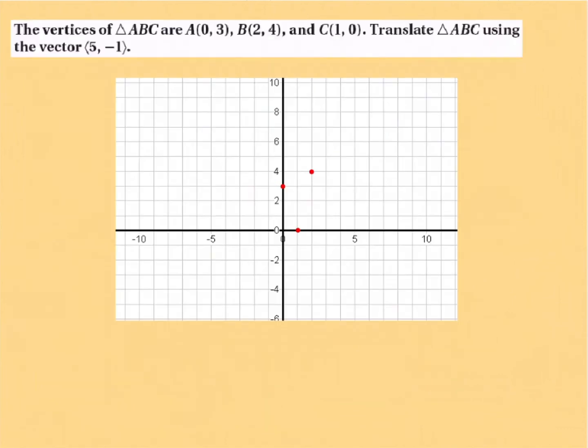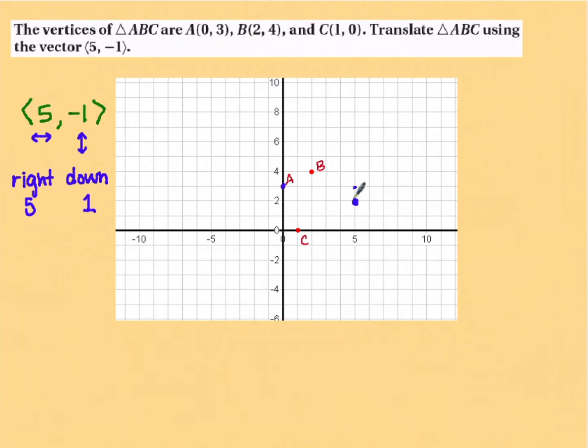So here I've got a triangle with vertices at A, B, and C, and I'm being asked to translate that using the vector <5, -1>. Remember that the x value tells us right and left, and the y value tells us up and down. So from this I can tell that I'm going to go right 5 and down 1. So each of those points, I just go point by point and go right 5, down 1, and that's where my new point is. I'm going to call it A prime. Each point goes right 5 and down 1.